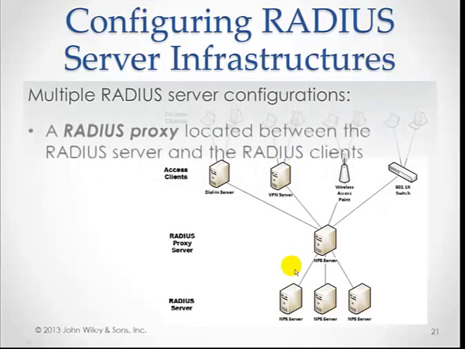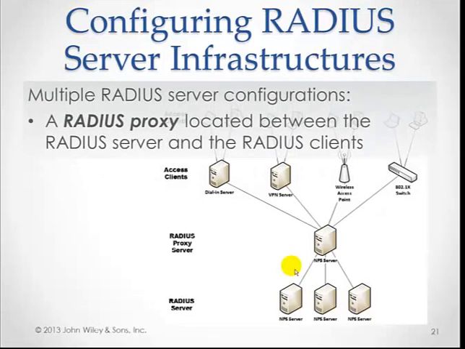Now, another multiple Radius server configuration. We can have a Radius proxy that's located between the Radius server and the Radius clients. So here's an NPS server. It's acting as a Radius proxy. Here's our Radius servers, the NPS servers down here. And then we have access clients like a dial-in server, VPN, etc.